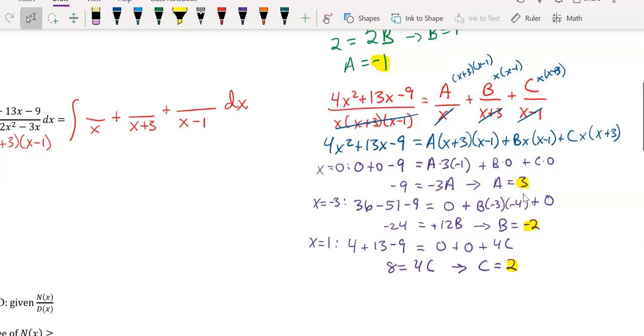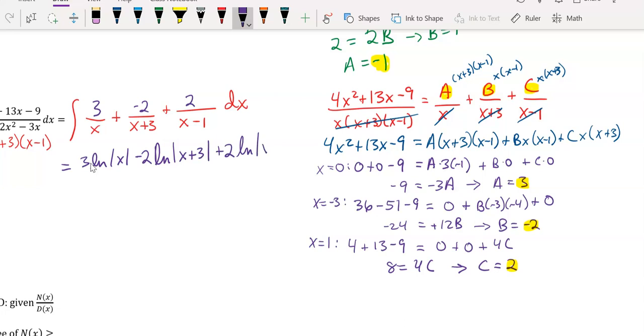Now plugging these values into my numerators for my fractions, I get 3 here. Again, make sure you put the right numerators with the right denominators. A negative 2 here and a positive 2 here. And now I have 3 fractions that I can integrate with some pretty straightforward natural logs. So I get 3 times the natural log of absolute value x, minus 2 times the natural log of absolute value x plus 3, plus 2 times the natural log of absolute value x minus 1, plus c.